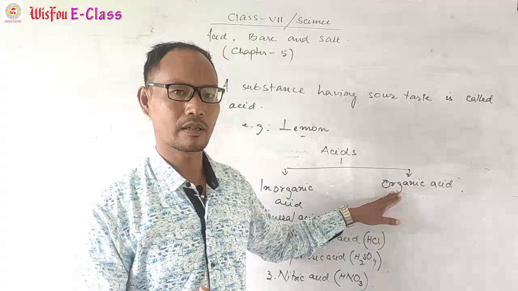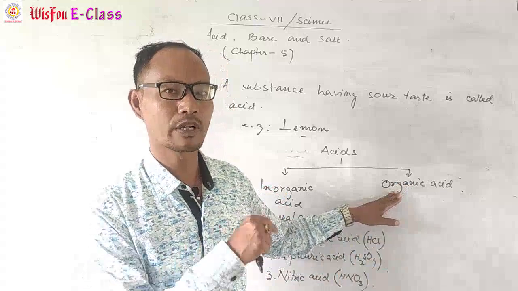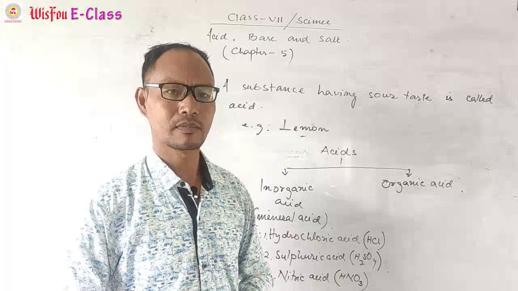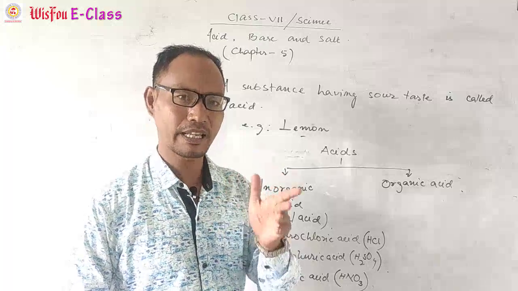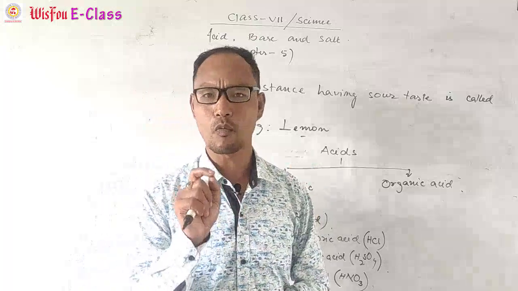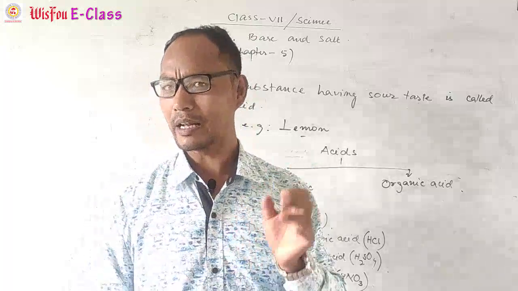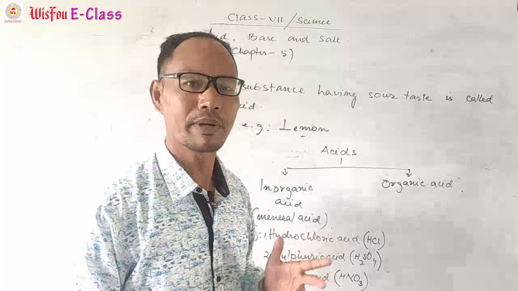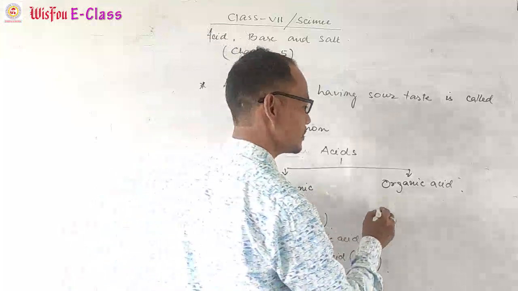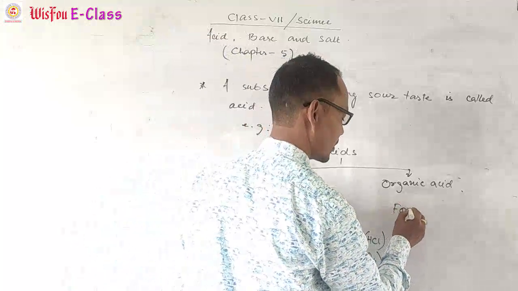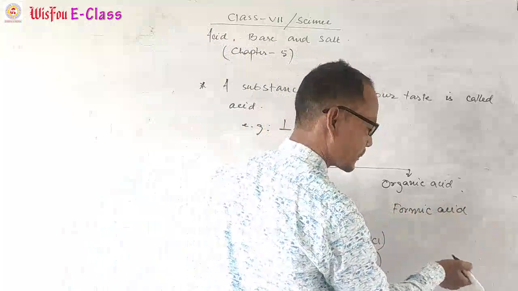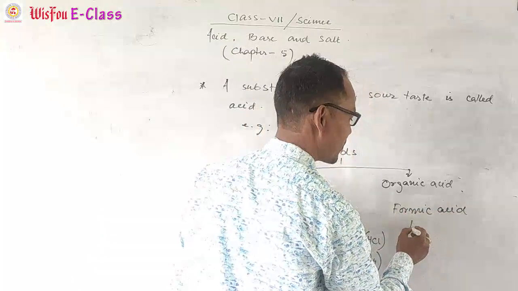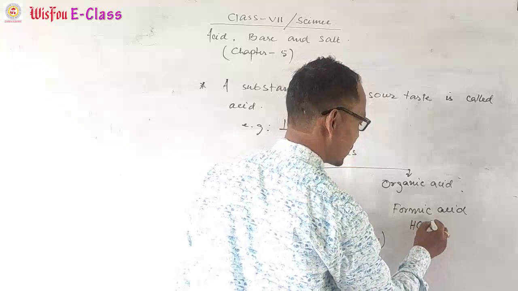I'm mentioning the acids present in the plant only. Another acid present in animals is formic acid. The chemical formula of formic acid is HCOOH.